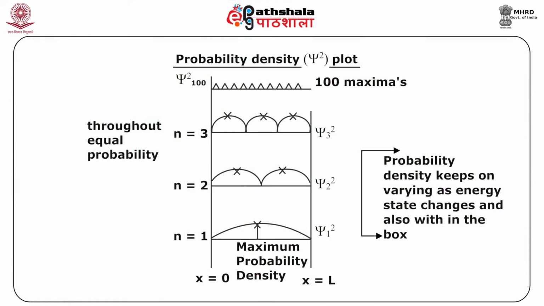In this figure you can see that as the value of n increases, the probability density distribution becomes more and more uniform. At very high values of n, there will be many maxima. So that means for n being very, very large, the probability distribution of the particle inside the box will become more or less uniform. This is very, very important.